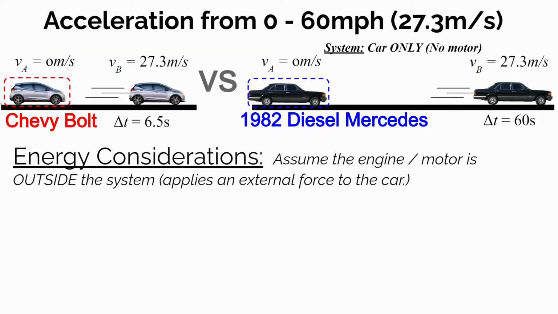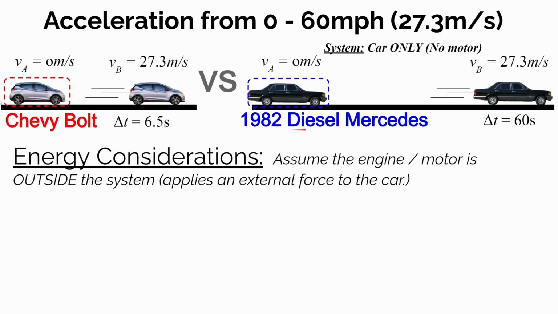You could take any two cars that accelerate from rest to a final speed of 60 miles an hour, which is about 27.3 meters per second, and you'd find that each car is going to take some different amount of time, right? They're designed differently, they have different masses, they've got different engines, or in the case of the Chevy Bolt, an electric motor. So if you take a Chevy Bolt, it can go from 0 to 60 or from 0 to 27.3 meters per second in approximately 6.5 seconds.